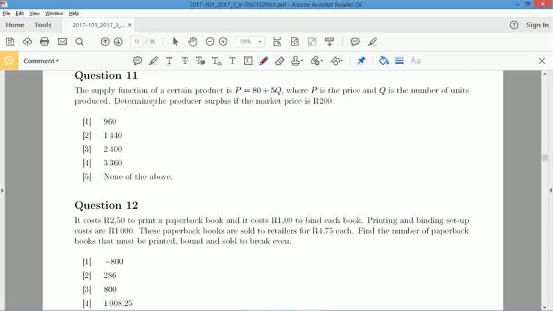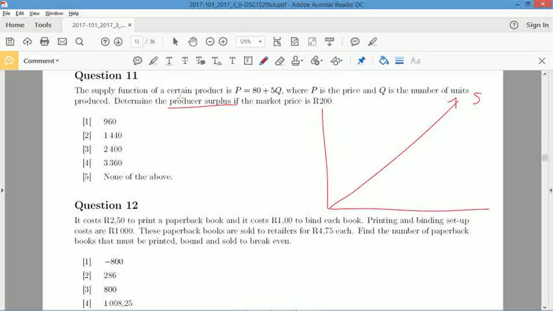Question 11. The supply function of a certain product is given, where P is the price and Q is the number of units produced. Determine the producer surplus if the market price is 200. Earlier we looked at consumer surplus. Here we're looking at producer surplus. So now I'm going to be drawing the graph again. The graph slopes upwards because that is supply. So we're looking at the surplus, the area under the graph.